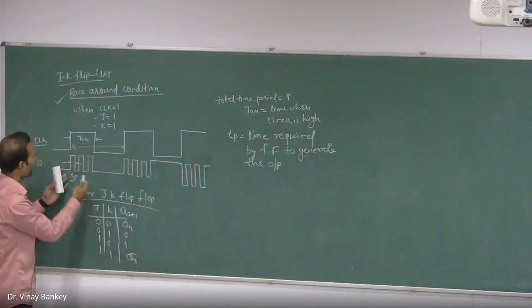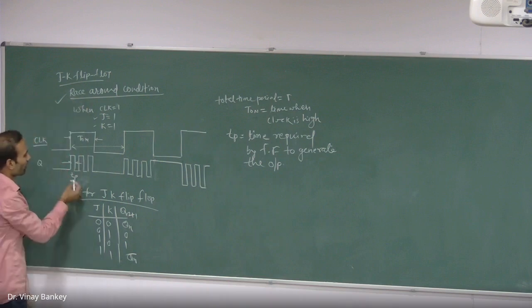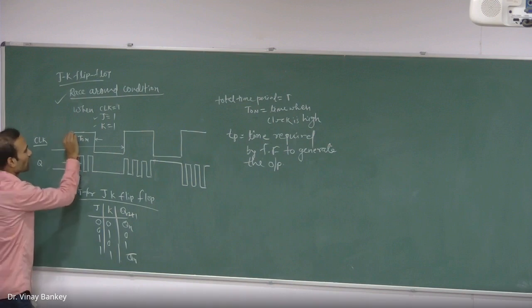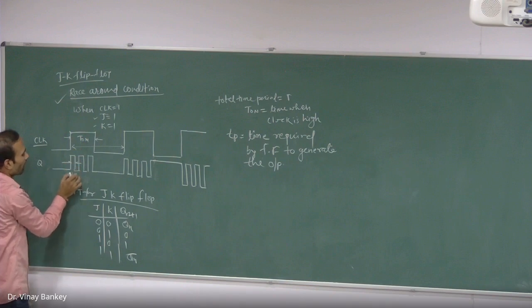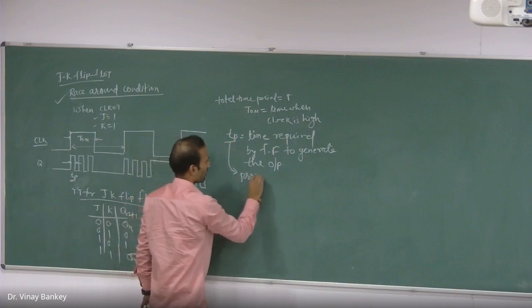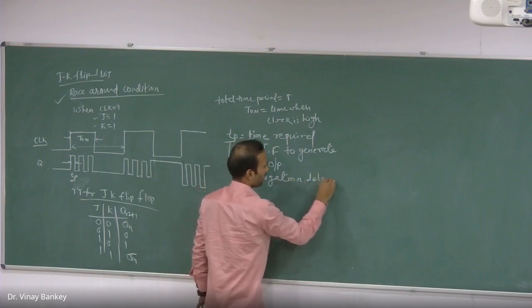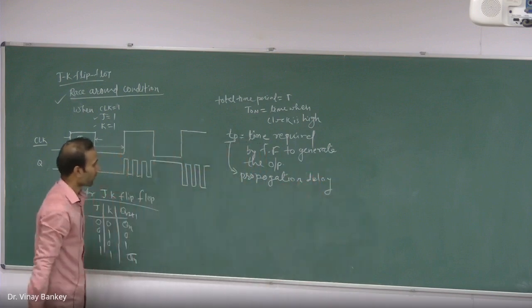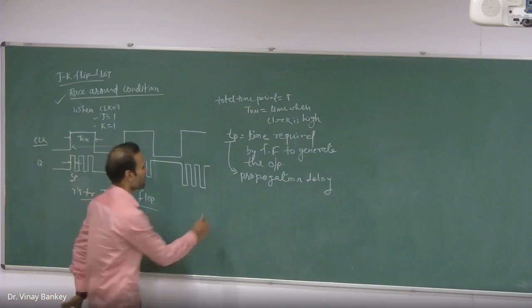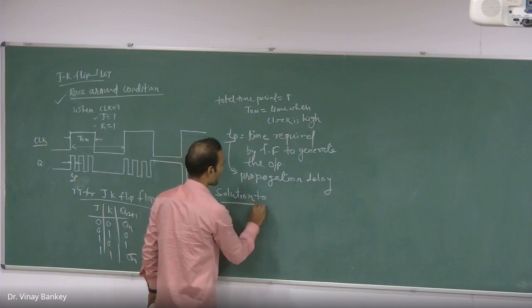Okay, so can we get rid of this race around condition? What is the solution? Why is this occurring? Because for the high clock pulse we have a time period much longer than the propagation delay. We will call it propagation delay. Okay, so the first solution to race around condition.